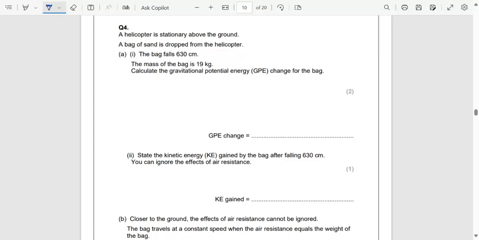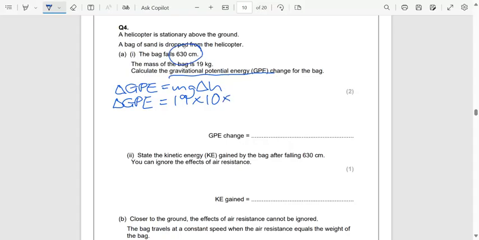Question 4. It's asking us to calculate the GPE. So if you look up the formula for GPE, then you're going to see that the change in gravitational potential energy is equal to mg delta h, right? So delta GPE is equal to 19 times by g. You can read that off the front cover of the test, where it says that the acceleration due to gravity is 10. Okay, and then we need the height.